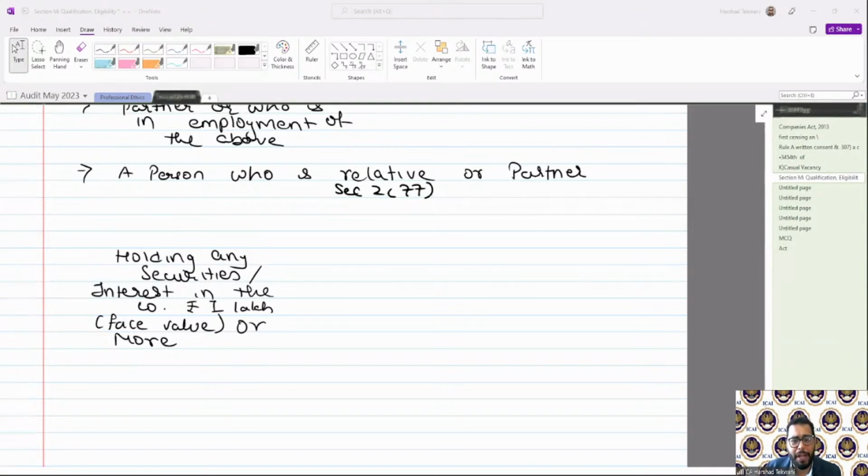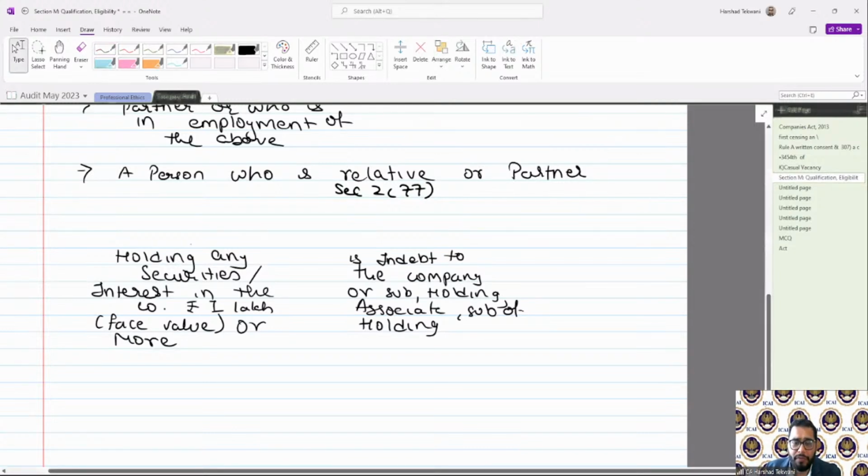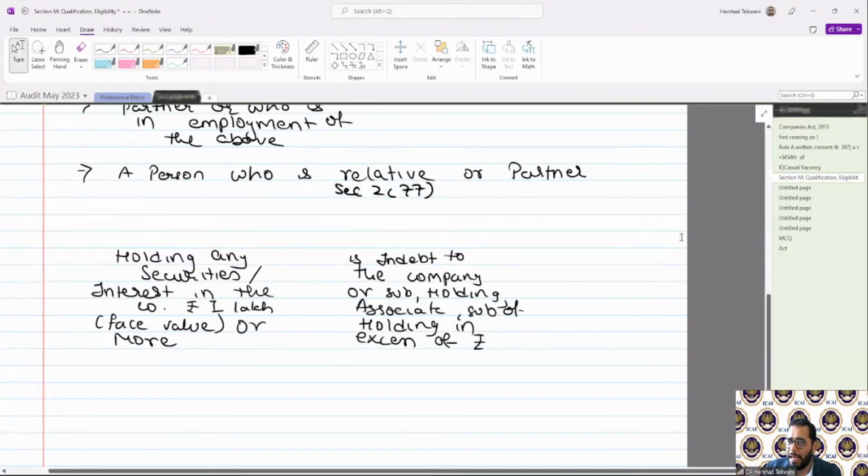Second, if that particular relative or partner is in debt to the company, or its subsidiary, holding, associate companies, or subsidiary of such other holding of this holding company. So you can say, sort of on the same level, peer subsidiary we call it. So if he is in debt to the peer subsidiary in excess of a limit that is prescribed under the rules.